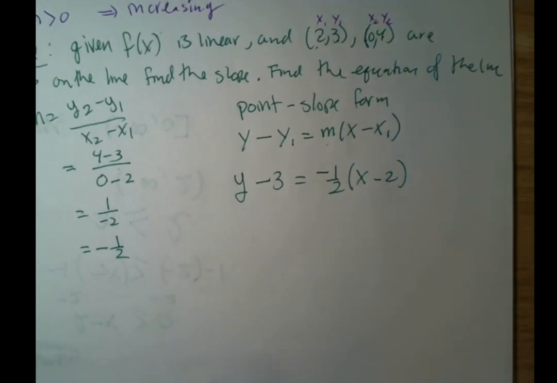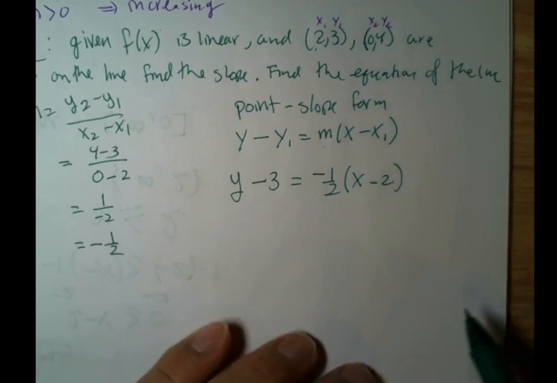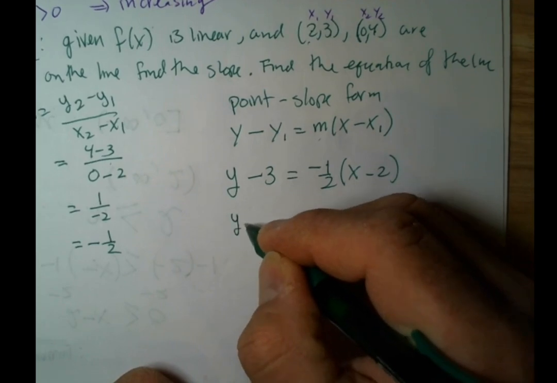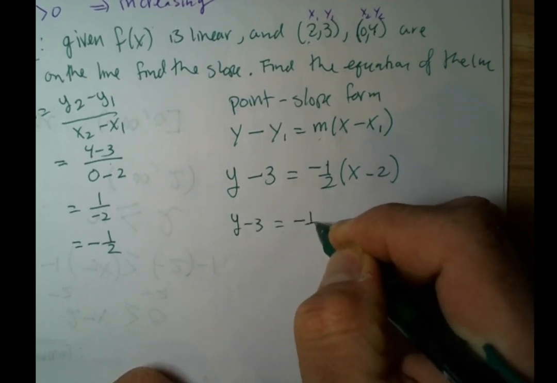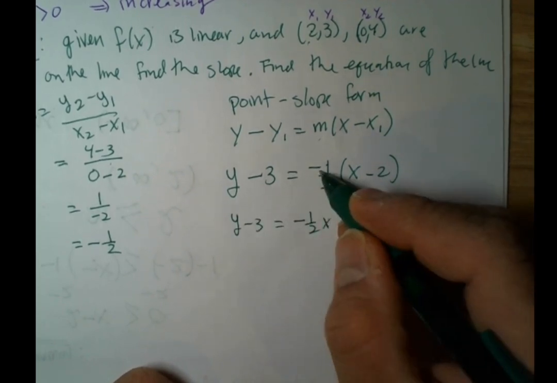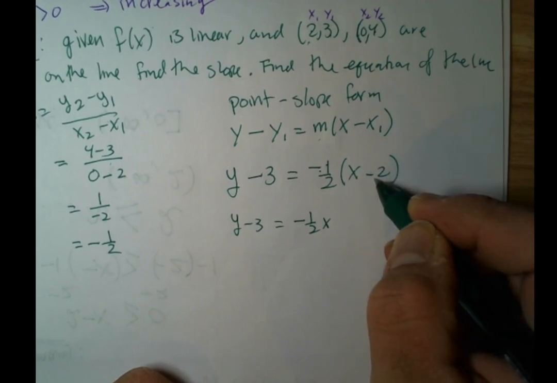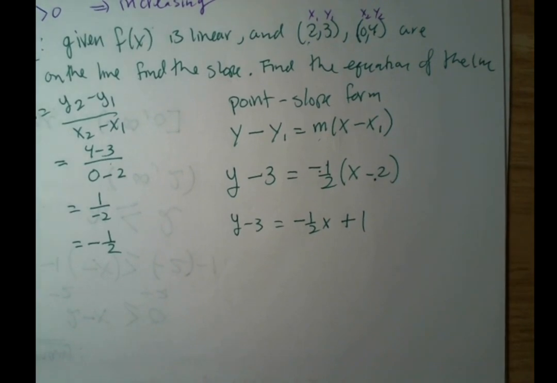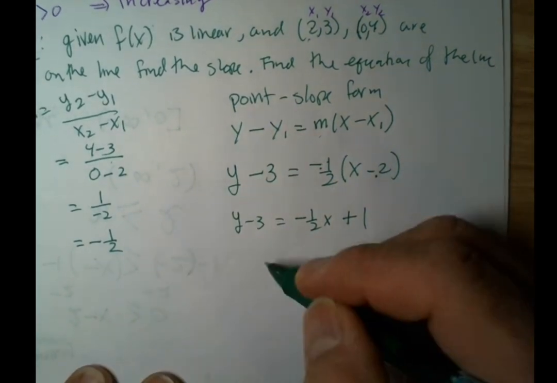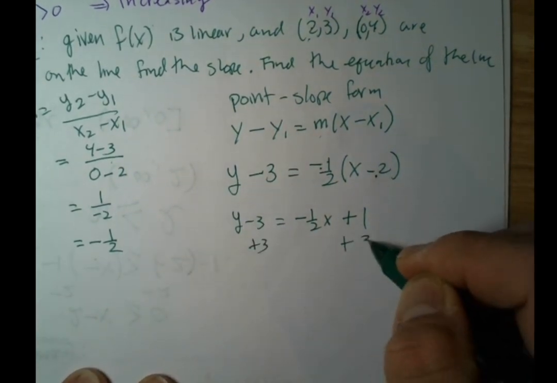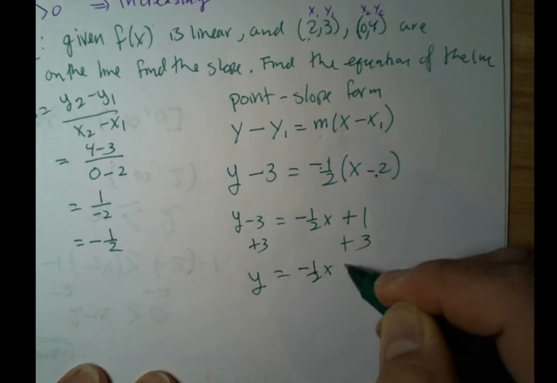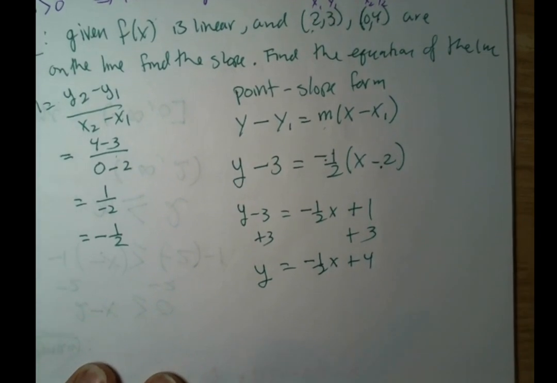Whenever I'm asked for an equation, I'm going to ask for it in slope-intercept form. This is not in that form. So we're going to simplify here by distributing the negative 1/2. Negative 1/2 x. Negative 1/2 times 2 is going to be 1, and we have a negative negative, so plus 1. Right, now we add 3 to both sides, and we get y is equal to negative 1/2 x plus 4. All right, that looks good.